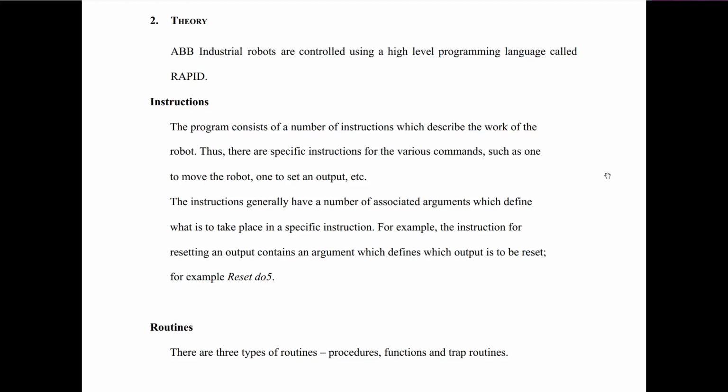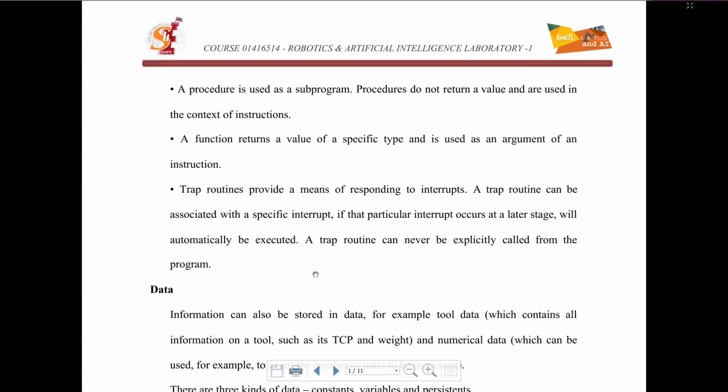So let's say we want to move the robot from one point to another point. Then we have to give an instruction. The instruction will have two parts. First part is the name of the instruction, and second part will be the arguments. There can be multiple arguments in an instruction. For example, you can see here there is an instruction called Reset and DO5. So Reset is the instruction and DO5 is the argument sent to this instruction. What this does is it will reset the value of the output.